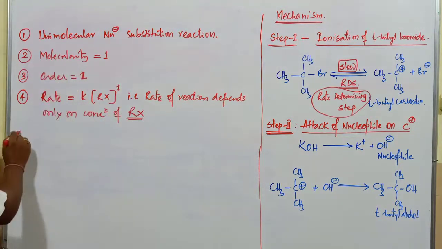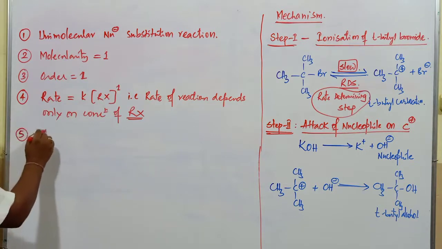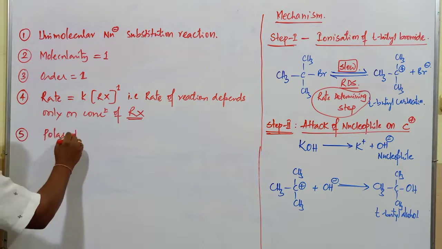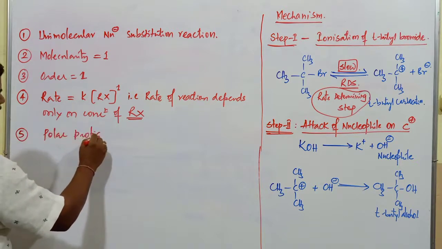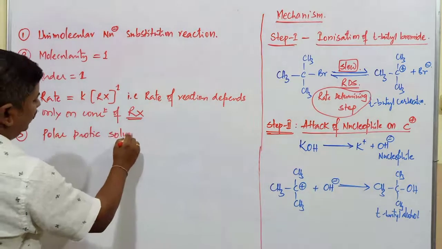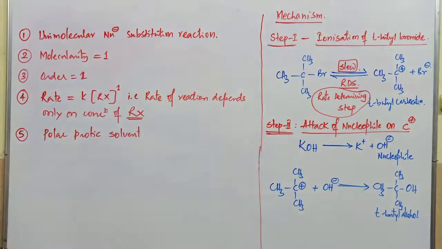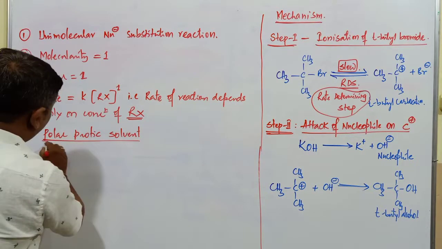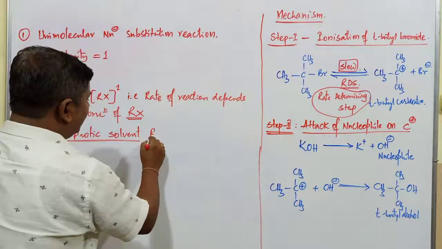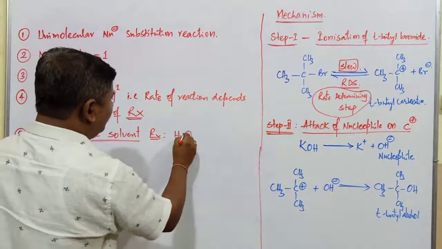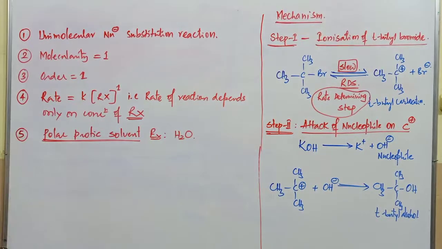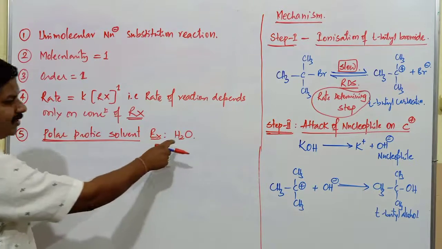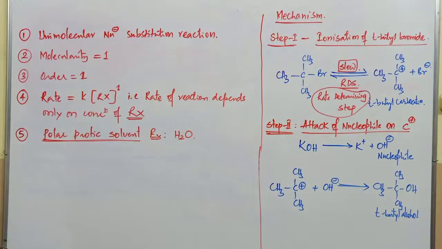And the next point related to this SN1 mechanism: the presence of polar protic solvent. It is favored in the presence of polar protic solvent. The solvent must be polar protic. In the presence of polar protic solvent, this reaction takes place extensively. The best example of a polar protic solvent is H2O. So in the presence of water, the reaction takes place extensively. A very important point: this takes place in the presence of polar protic solvent.